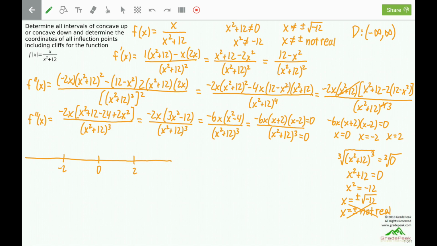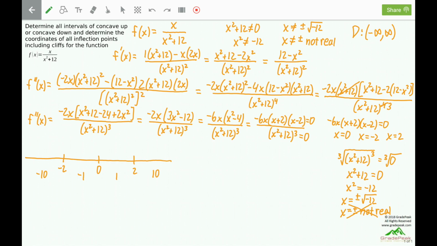We can pick a test value in each of the intervals. The first interval is negative infinity to negative 2. We can pick negative 10 in there. The next interval, negative 2 to 0. We can pick negative 1 in there. Next interval, 0 to positive 2. We can pick 1 in there. And then 2 to positive infinity. We can pick 10 in there.